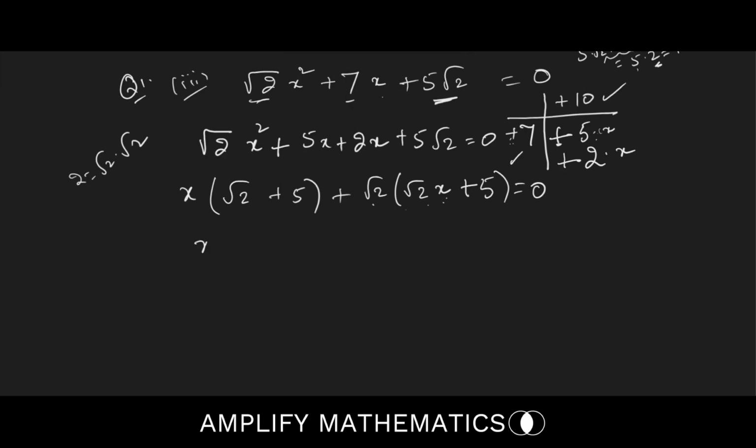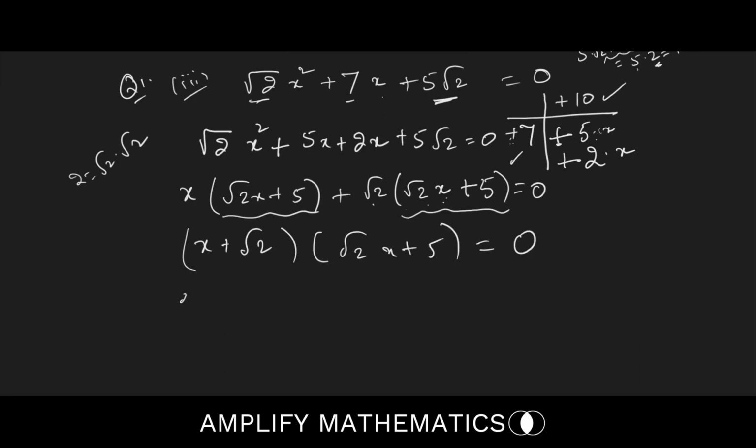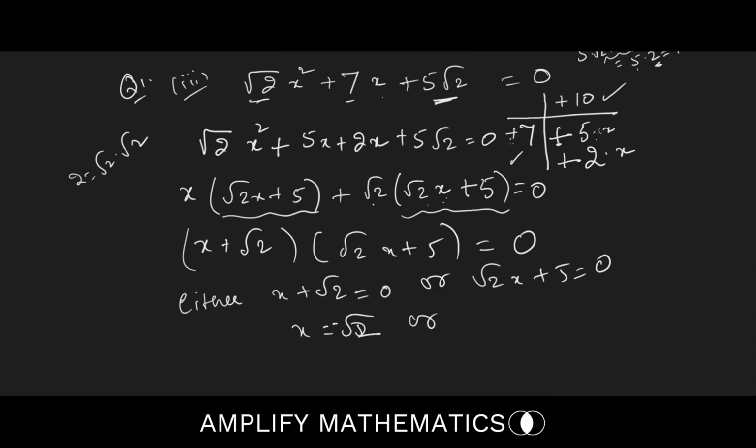Okay, so here taking root 2x plus 5 as common, we get x plus root 2 into root 2x plus 5. Okay, so now either x plus root 2 is 0 or root 2x plus 5 is 0. Okay, so x is minus root 2 or x is minus 5 by root 2.